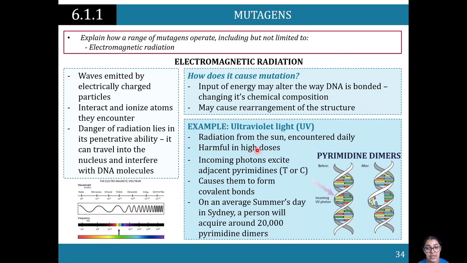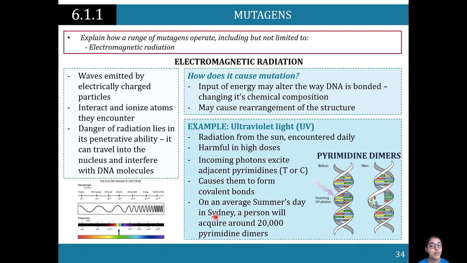So UV light is harmful in high doses, and what it does is that the incoming photons actually excite the adjacent pyrimidines. These adjacent pyrimidines, which include T and C, thymine and cytosine, get excited, and it then causes them to turn around and bond to each other through covalent bonds. So instead of the hydrogen bonding here, that hydrogen bonding is broken so that the C and the T can bond to one another. And on an average summer's day in Sydney, a person will acquire around 20,000 pyrimidine dimers. So it does happen. It is a very, very common thing.